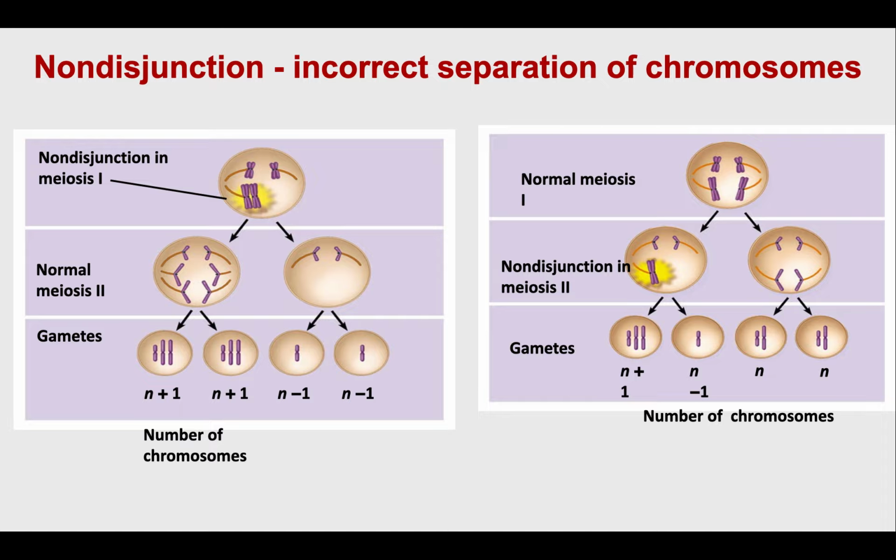So if I asked you what process would create an individual that has Down syndrome, the answer is non-disjunction. That would be the specific process by which that can occur.